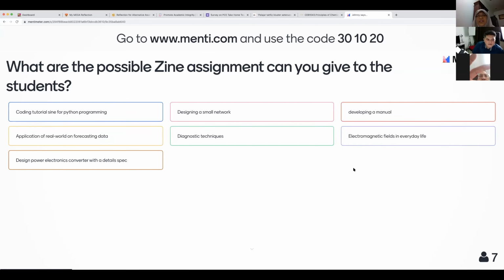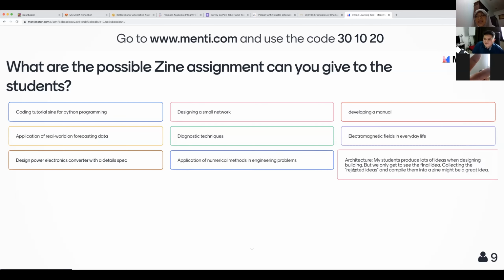I cannot show you her students' product because she has to get the students' permission. She was not able to give me permission to share the products, but she gave me permission to share how she guided the students. That's why I showed you my students' zine, the instrument zine.